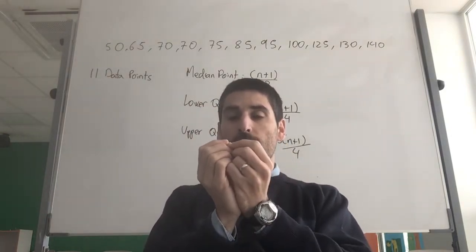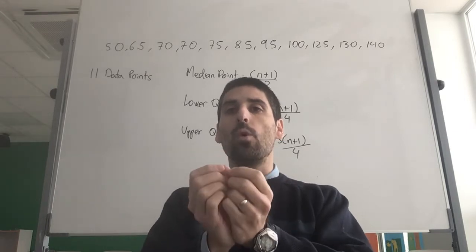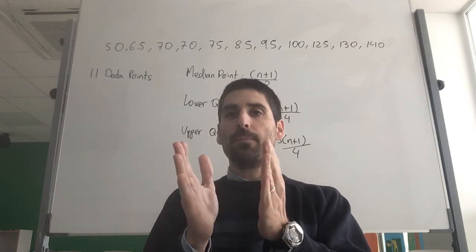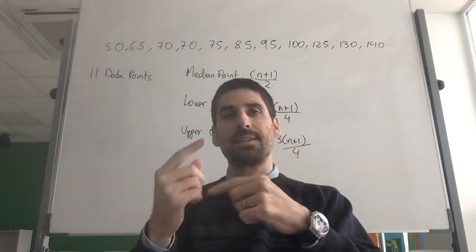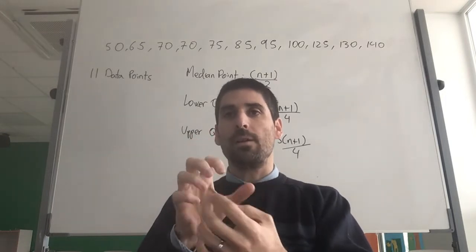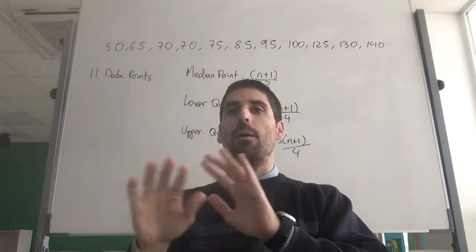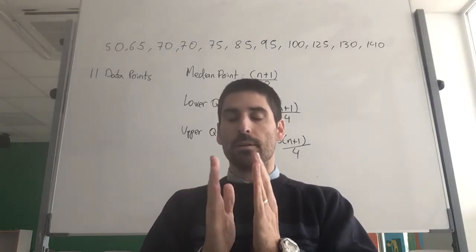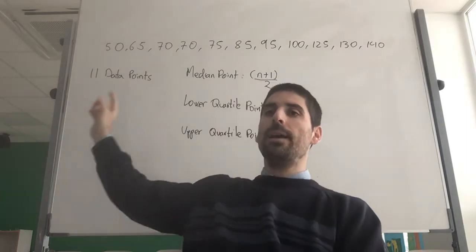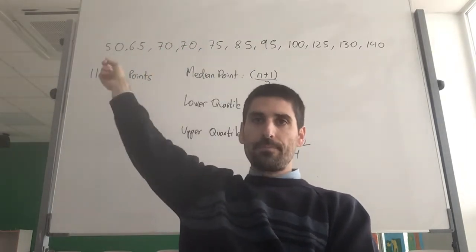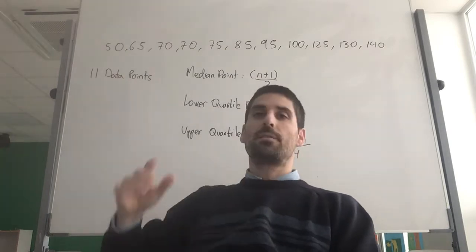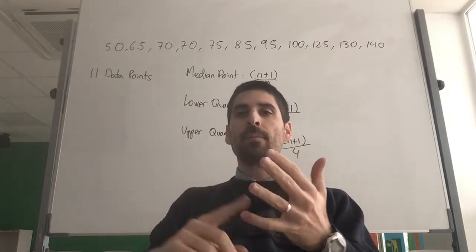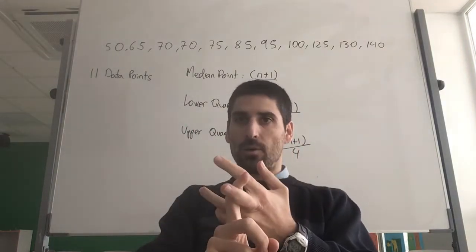Today, I want to talk to you about the interquartile range, which is another measure of dispersion. I might do a second video giving you the theory of why we calculate it and why we need it. This video, I'm just going to talk about the mechanics of finding the interquartile range. So, here I've got 11 data points, 11 numbers, and I need to find the median, the upper quartile and the lower quartile.